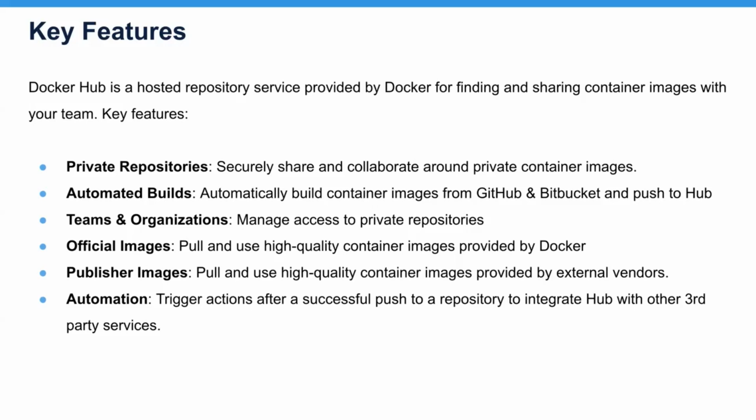Official images and publisher images, these are verified publisher images from very popular, well-known ISVs like Oracle, SAP, and others, as well as a series of automation tools, specifically webhooks, that you can string together a series of actions and events based on downstream events that are happening within a given repository. So when an image gets pushed, you can trigger a webhook and configure downstream activities.